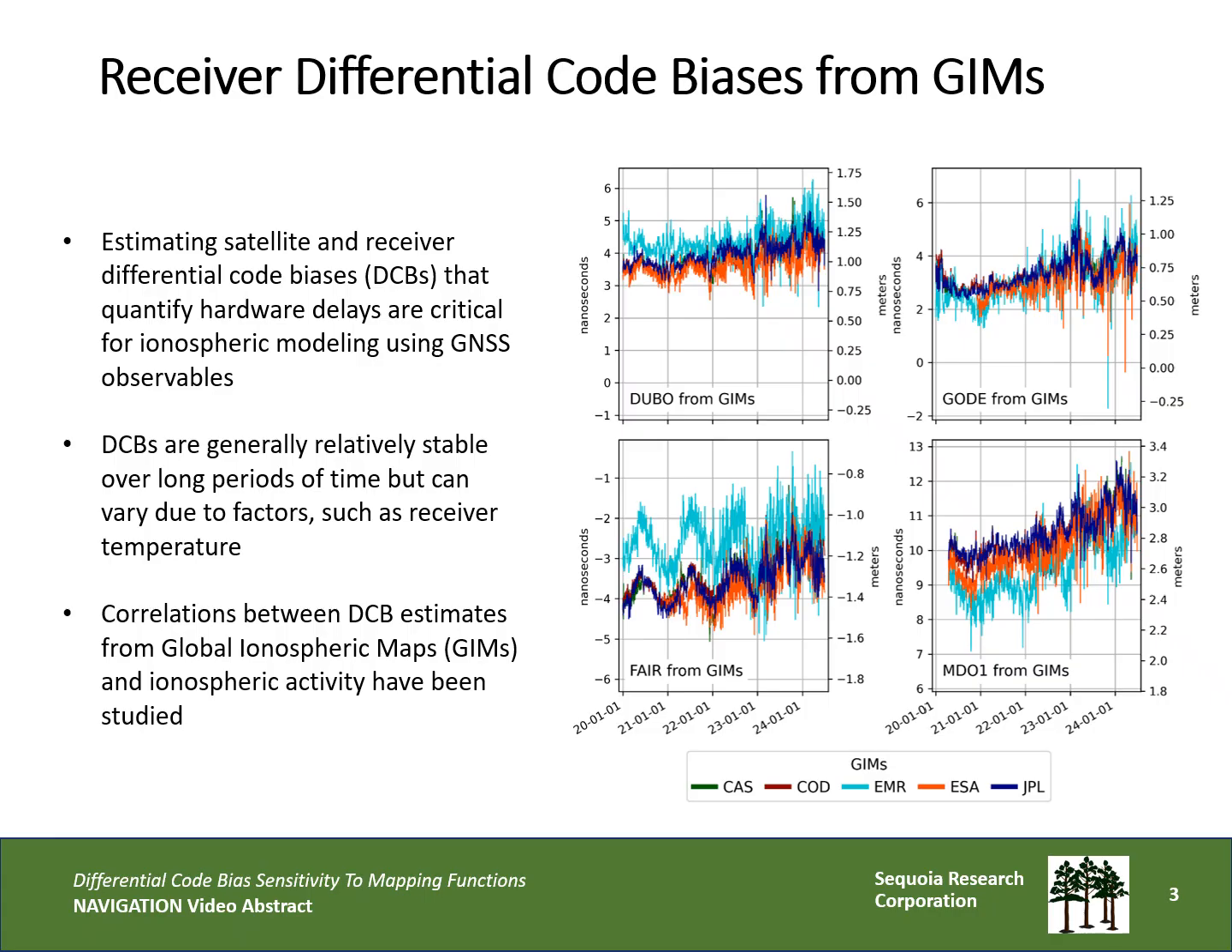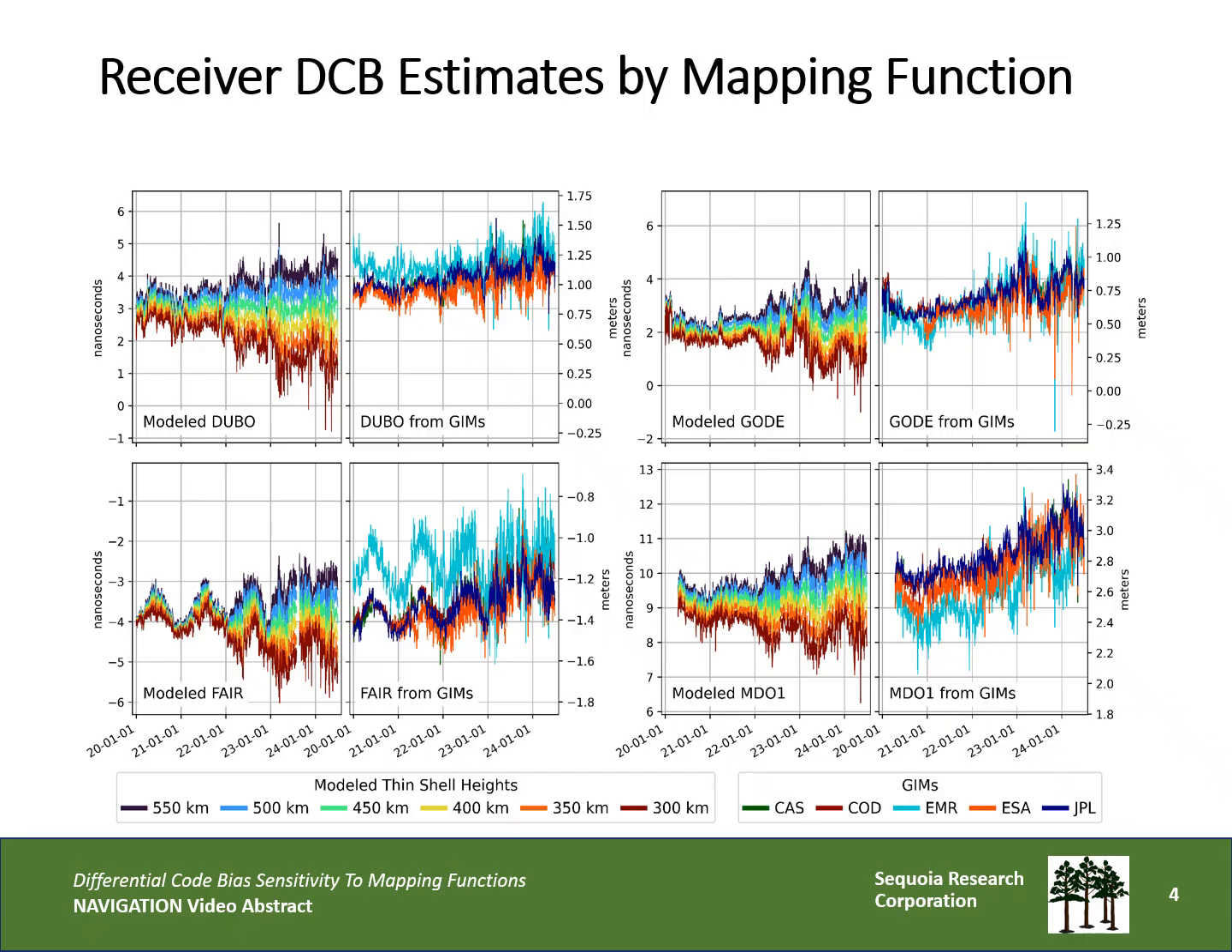previously observed. In our study, we computed receiver differential code biases over a 4.5-year period using different mapping functions shown on the left side of subfigures here. And we noticed differential levels of variation and correlations to ionospheric activity based on the mapping function selected. Notably, some mapping functions yielded significantly less bias variation and lower correlations than bias estimates from the GIMs.